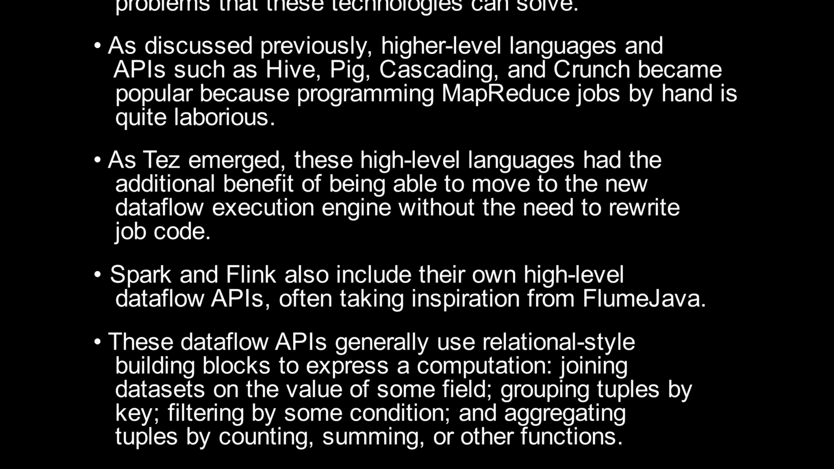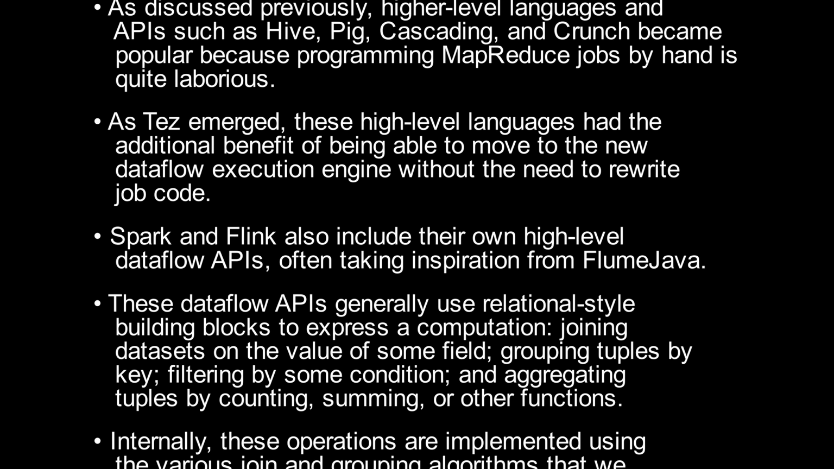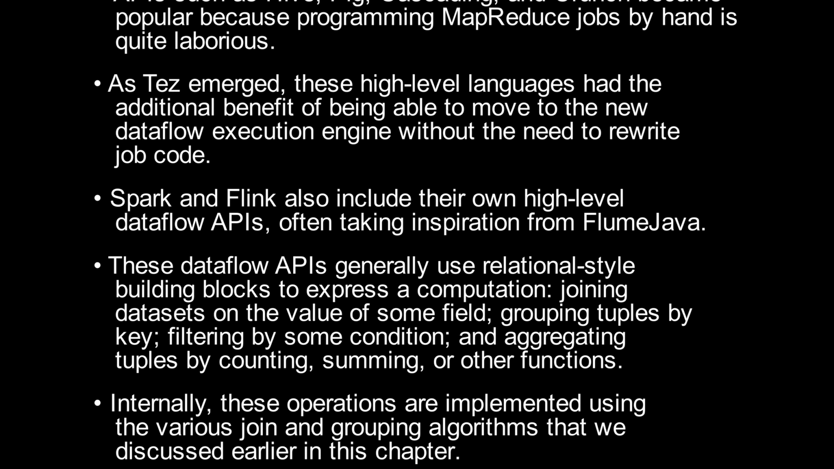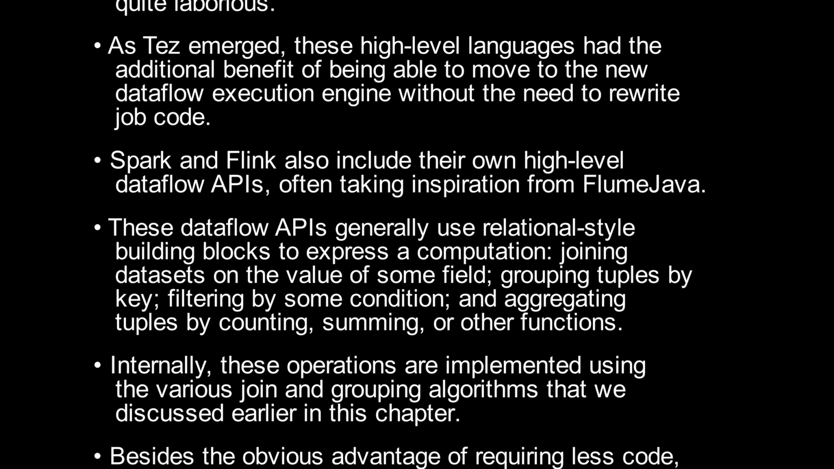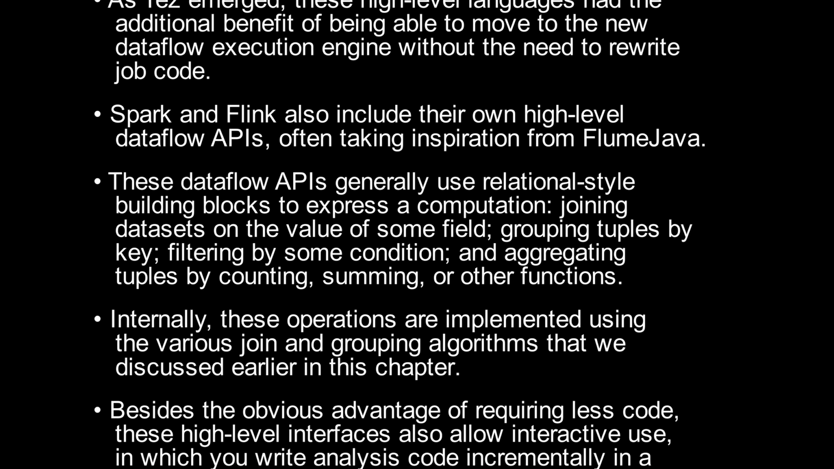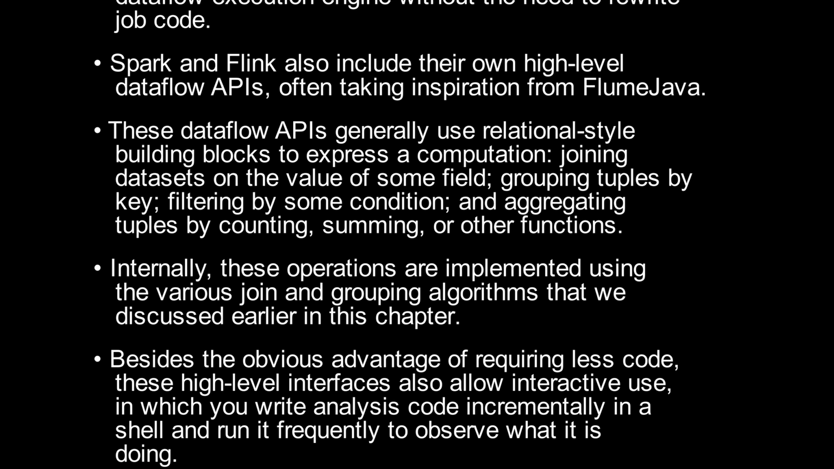These dataflow APIs generally use relational-style building blocks to express a computation: joining datasets on the value of some field, grouping tuples by key, filtering by some condition, and aggregating tuples by counting, summing, or other functions. Internally, these operations are implemented using the various join and grouping algorithms that we discussed earlier in this chapter.